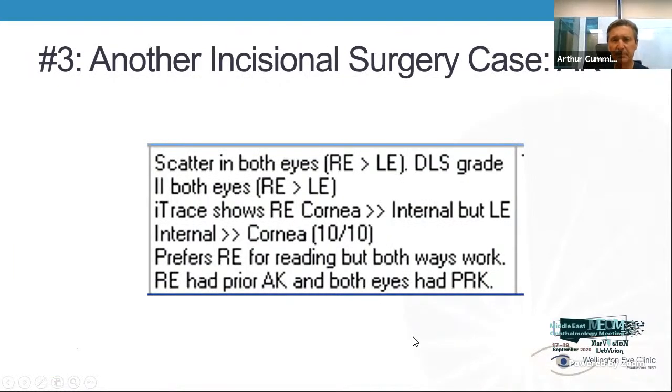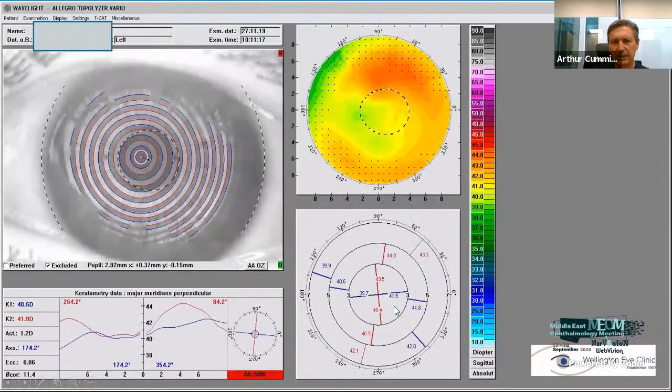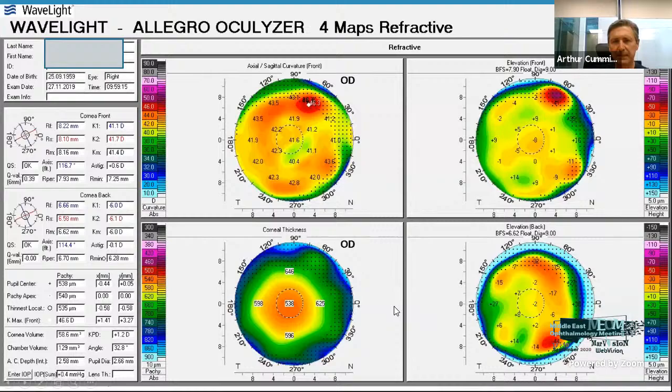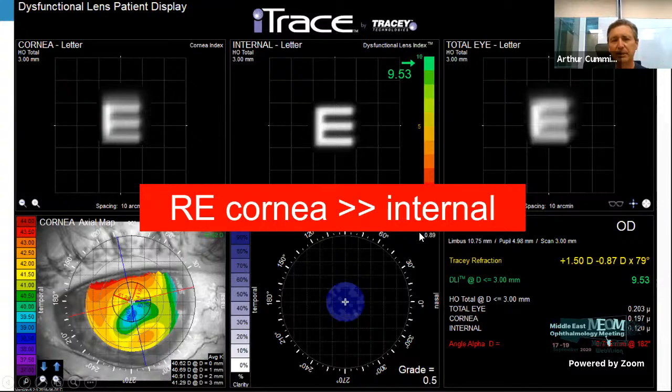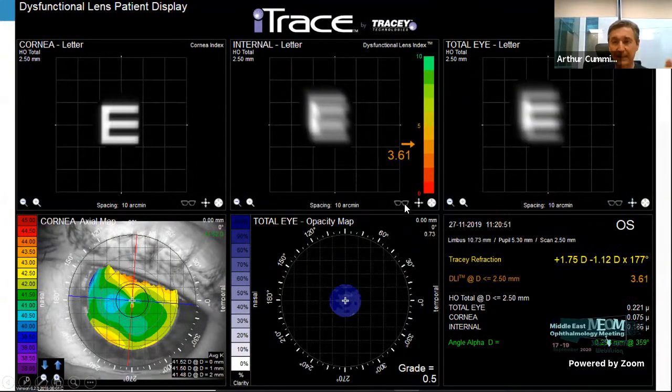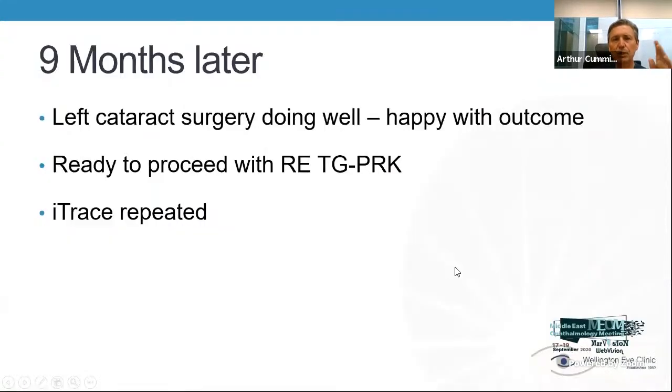Here's another patient. This patient had incisional surgery years ago with AK, and comes in now. Eye trace shows that on the right eye, the cornea is the problem, and on the left eye, internal is the problem. So here's the cornea on the right eye, cornea on the left eye. You can see it's not regular. Same thing with Pentacam. And we do the eye trace that says on the right eye, the cornea is more blurry than the internal optics. So we decide to go and do a cataract on that eye. And so that's on the left eye, internal is the bigger problem. The cornea is still fine. So we decide to do the cataract on the left eye.